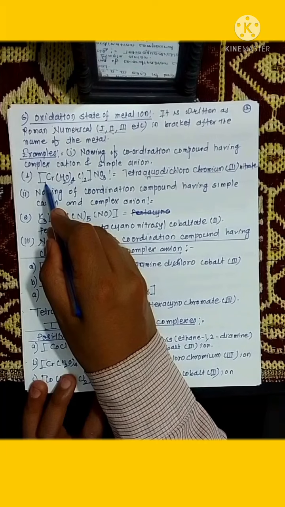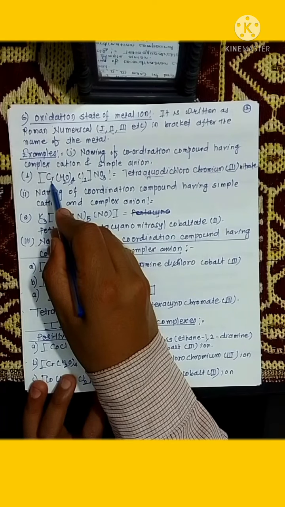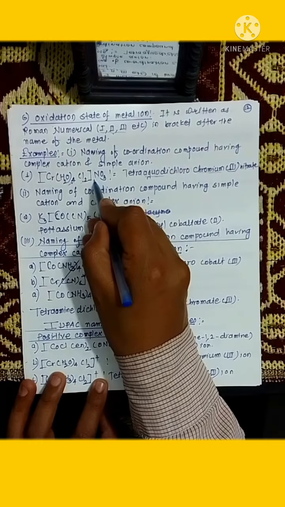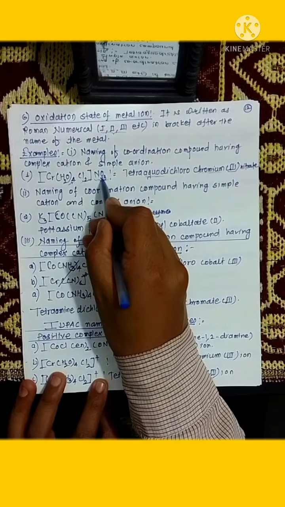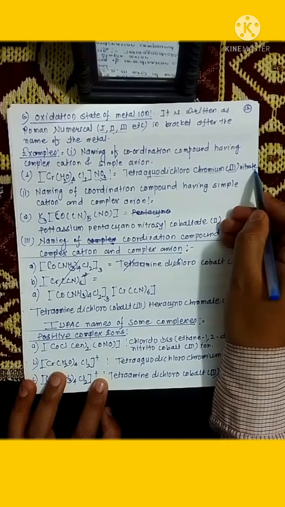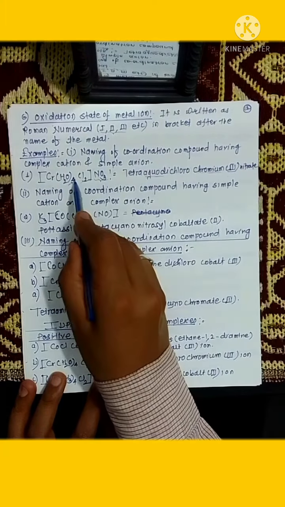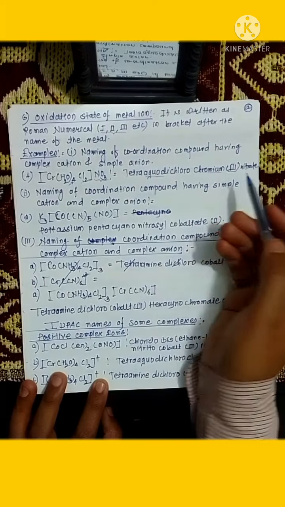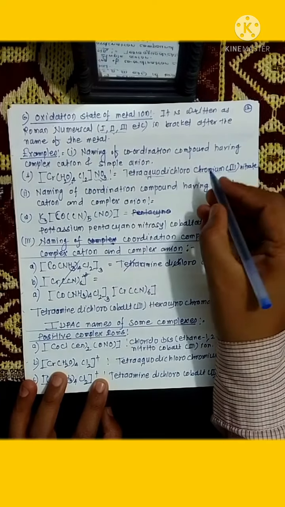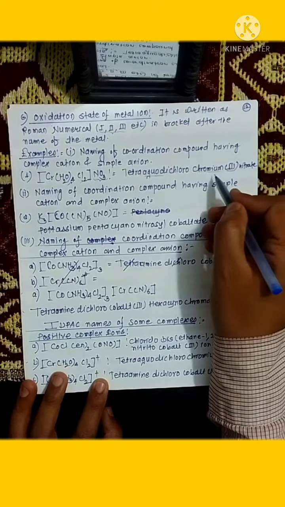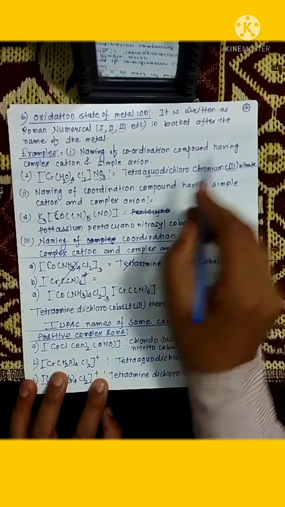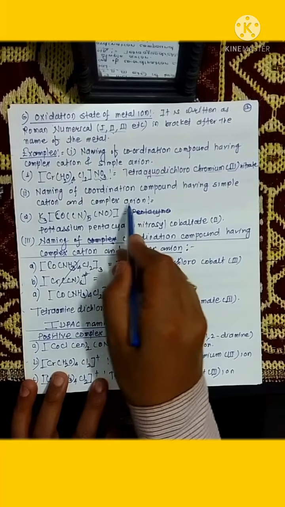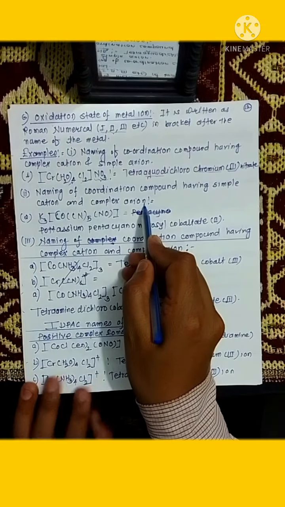Students can easily calculate the oxidation state. It is discussed in a previous video. And outside the coordination sphere, there is the presence of nitrate. So it is written as nitrate. So the name of this complex is tetraaquadichloridochromium(III) nitrate.